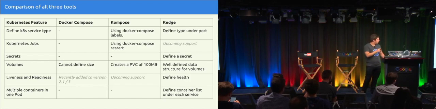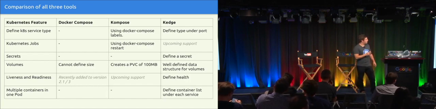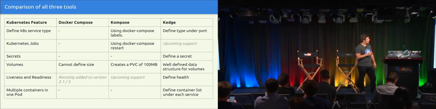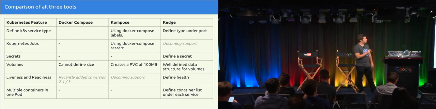So for example, probes were added as health checks in Docker Compose in version 2.1 and 3. I think 2.1. And then in Compose, we have an open issue for that. And then, of course, we define it in Kedge. Same as for secrets. We have the open PR, but of course, you can't define any secrets in Docker Compose yet.